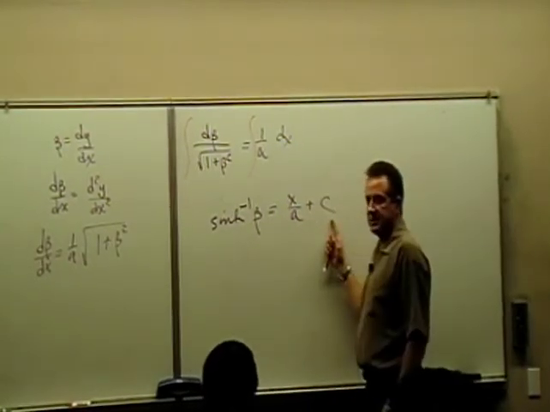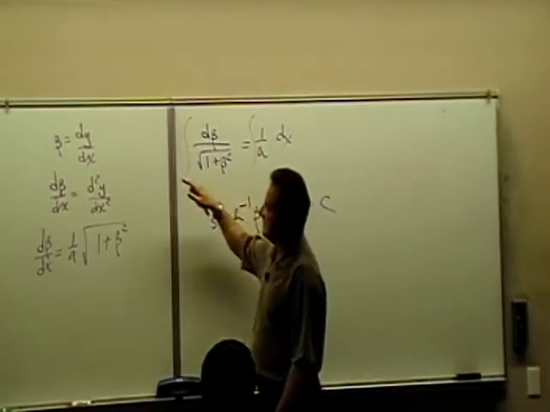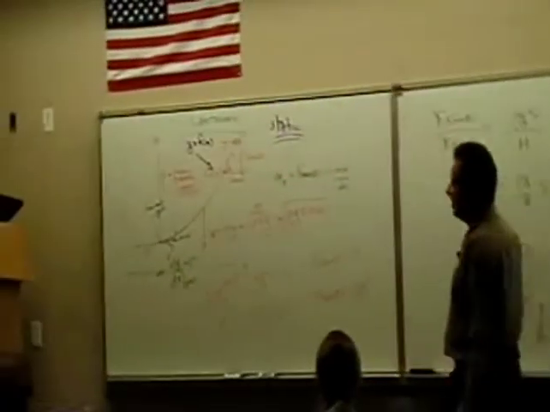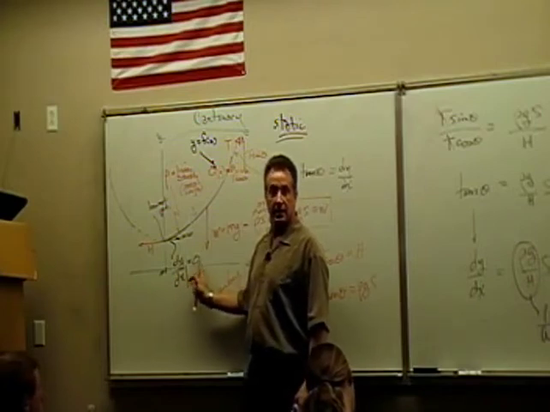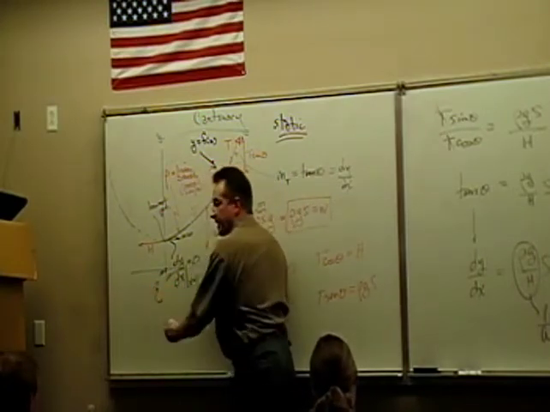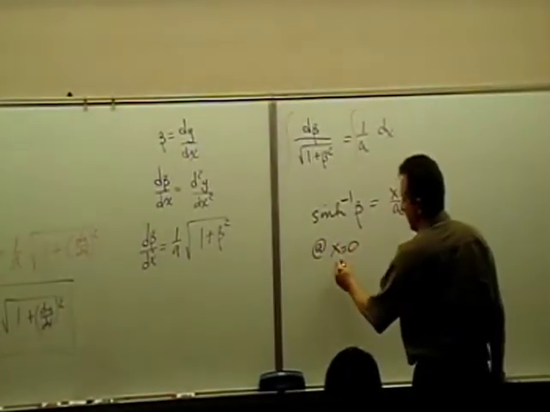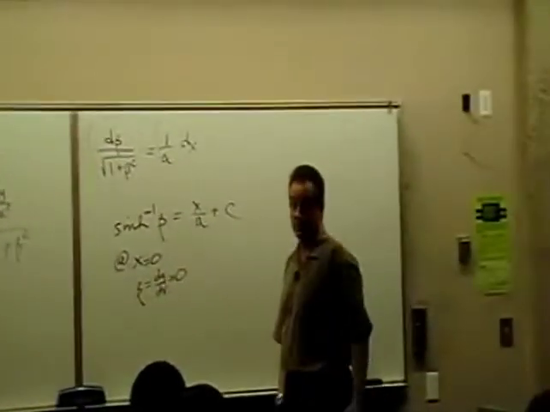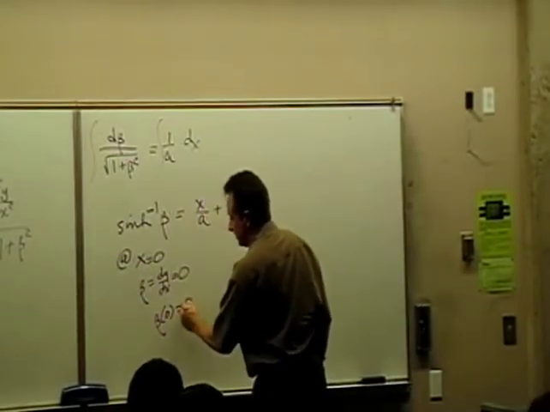Let's see if we can solve for this constant. Well, what is beta? It's the derivative of y with respect to x. And I know way over here a condition that at x equaling 0, the derivative of y with respect to x is 0. Isn't that equal to beta? So I can say here, at x equaling 0, beta, which equals the derivative of y with respect to x, is actually equal to 0. Gives me a condition. So beta of 0 equals 0.